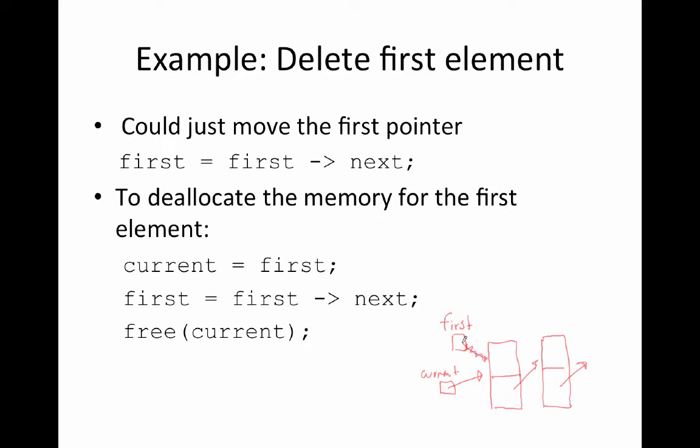So instead of pointing here, first is going to point over to the next element. And then we can free up the space that current is pointing to. So now first is pointing over here. We've deleted this first element, including freeing up the space, and first is pointing over to the next element in the linked list, which is now the first element in the linked list.